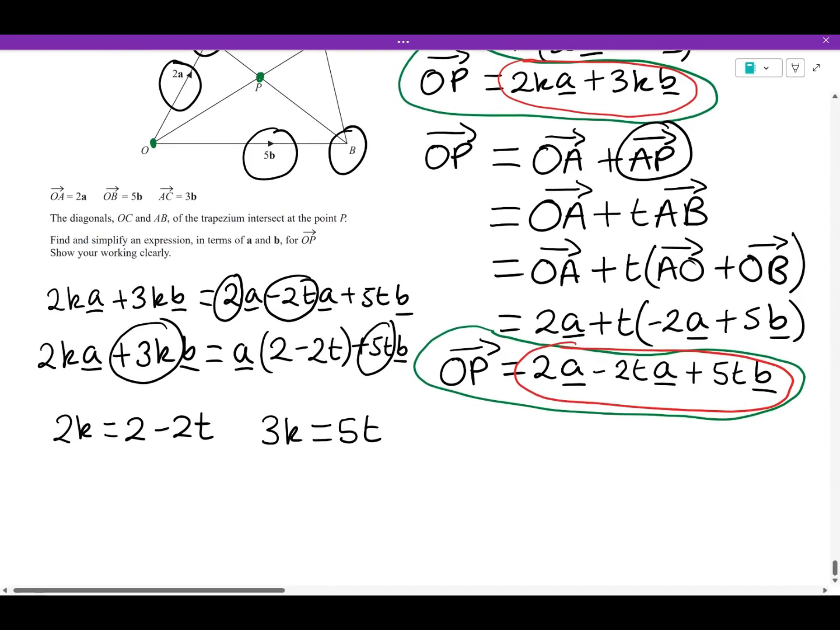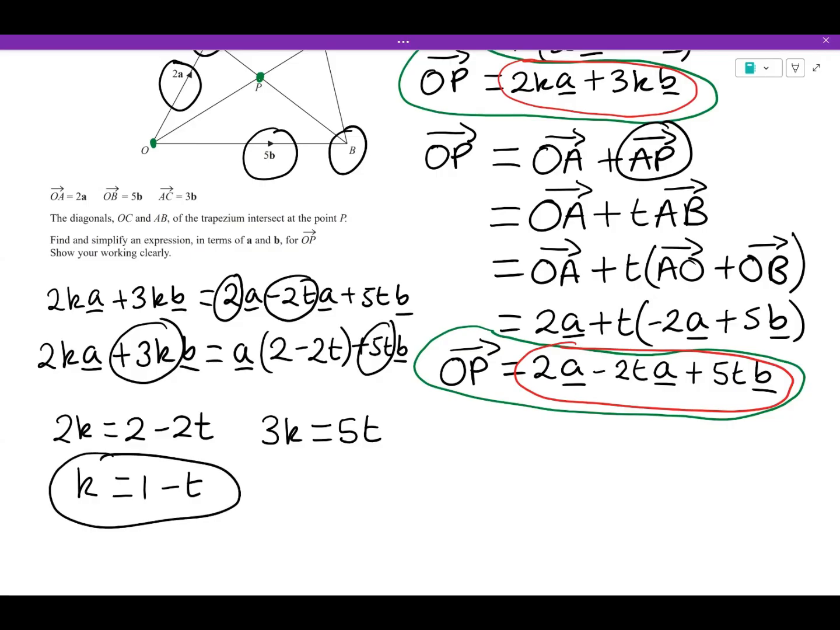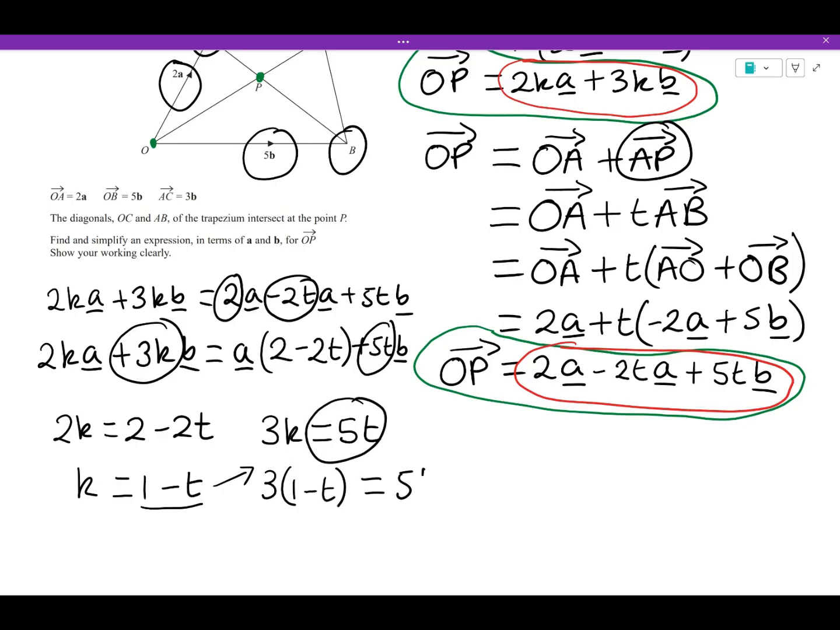Now, could I simplify either of them? Well, this left one here, I could divide by 2 throughout. So I'd get 1k is equal to 1 subtract t. And then we need to make either t or k the subject of this here. Well, k is already the subject. So we can now go and substitute this into my other equation I haven't used yet. So I'm going to replace the k with 1 subtract t, because that's what it's equal to. So I'd get 3 lots of, and then it would be 1 subtract t, and then we can write out the rest of the equation, which is equal to 5t.